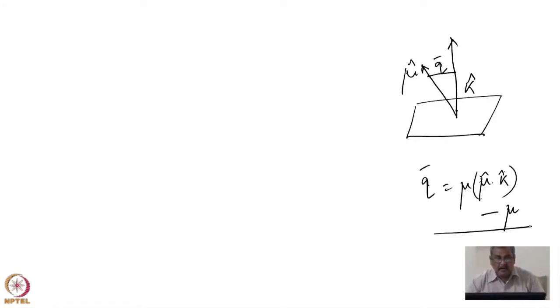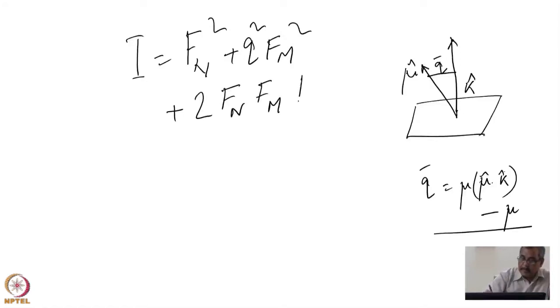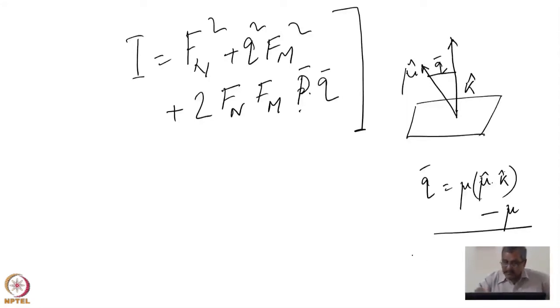Once I define the vector, then the Bragg intensity is given as Fn squared plus q squared Fm squared plus 2 Fn Fm P dot q. P is the polarization of the neutron. Now this expression I will explain to you term by term. So I am talking about a crystalline sample which also has got magnetic moments, and these magnetic moments are aligned. And I'm carrying out a Bragg diffraction from this sample.